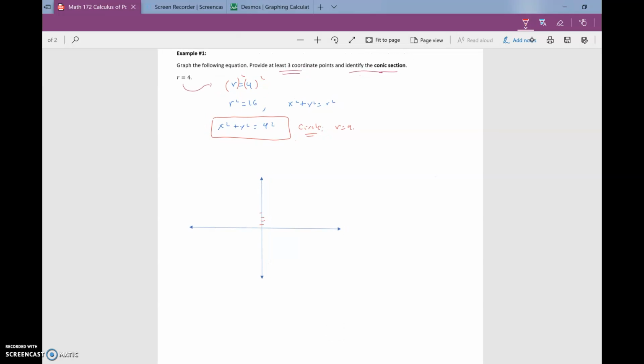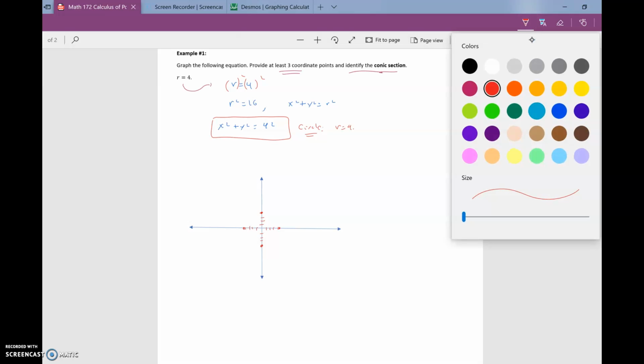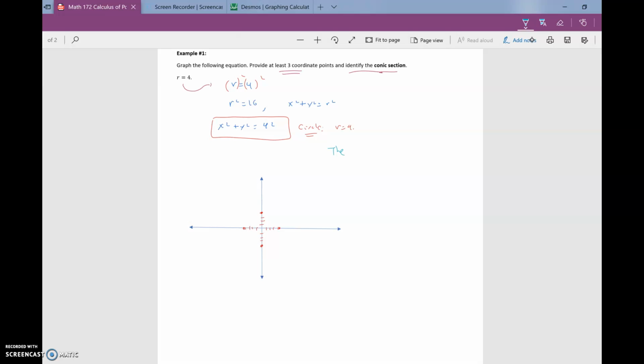Now, they want at least 3 coordinate points. I'll just say that it's going to be (4, 0), (0, 4), (negative 4, 0), and (0, negative 4).